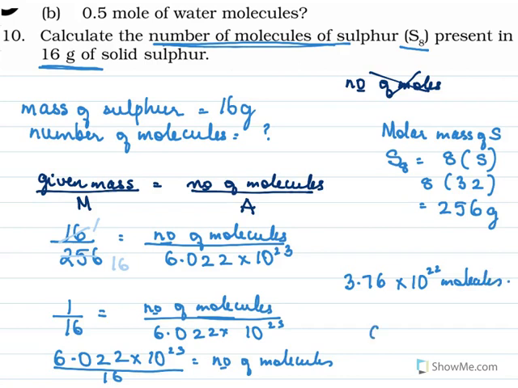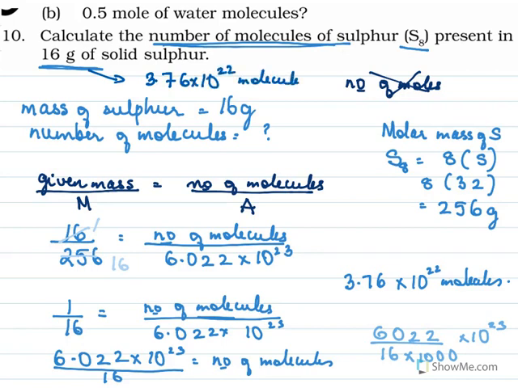You can cancel 16 and 6 point, means you'll do 6.022 over 16. So to remove this decimal, you write 6022 over 16 into 1000 into 10 raised to 23. Then you cancel and you get your answer. So in 16 grams of sulfur, how many molecules are there? There are 3.76 10 raised to 22 molecules.